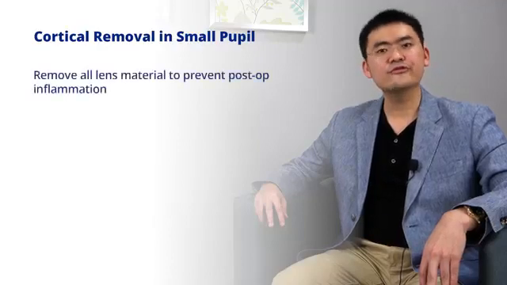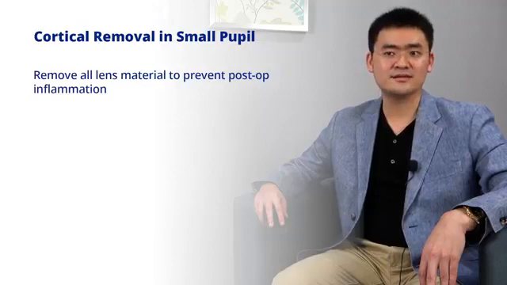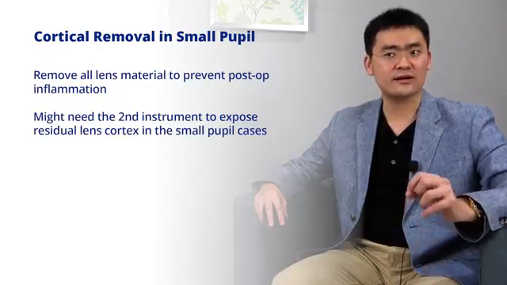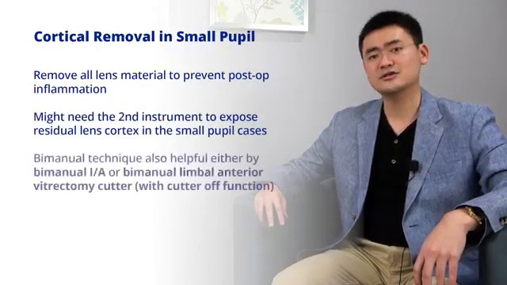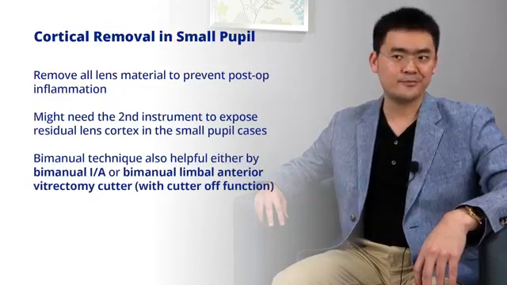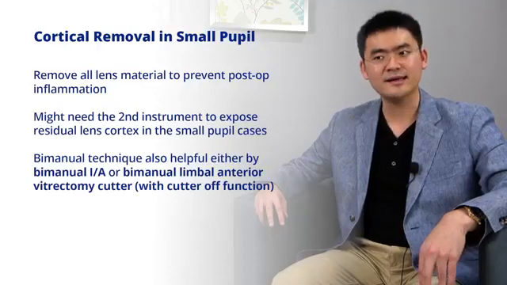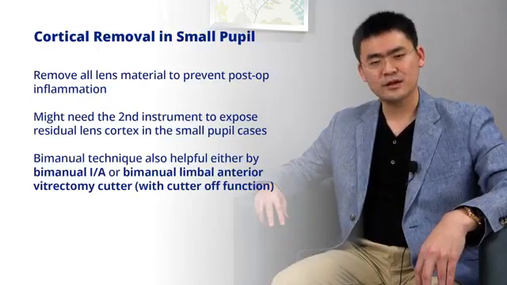Lens removal and cortical removal in the small pupil is also another challenge. Removing all lens material is key to prevent postoperative inflammation. You might need to use the second instrument to expose the residual cortex in small pupil cases. Bimanual technique may be helpful. Bimanual IA or bimanual limbal anterior vitrectomy with the cutter-off function is also very helpful.